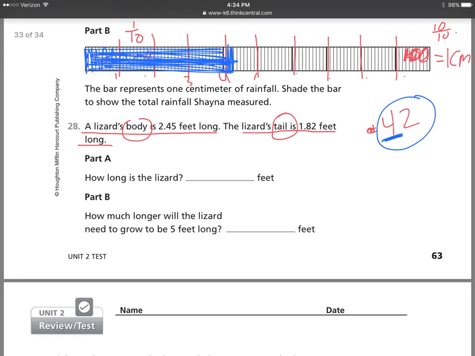Part B says, how much longer will the lizard need to grow to be 5 feet long? Well, if you look at these two numbers, 2 and 45 hundredths and 1 and 82 hundredths, you could tell that simply estimating these are not going to add up to 5. He's not 5 feet long, but how much would he need to grow to become 5 feet long? You'll need to figure out the difference. I won't tell you how to do that. I'll let you figure that out, but you can rest assured that if you add these or multiply these, your answers will be way too long. He shouldn't have that much further to grow. So check your answer for reasonableness to make sure that you've done the right thing.